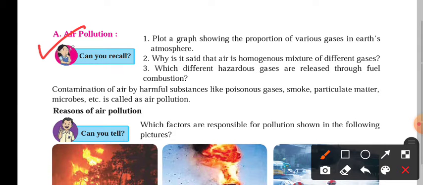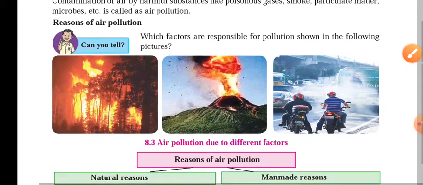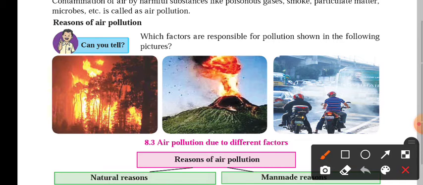In this particular section, they have shown the reasons for air pollution. There are certain natural reasons and there are certain man-made reasons. It's not only man-made harmful gases. Along with that, there are certain natural reasons which also create air pollution.